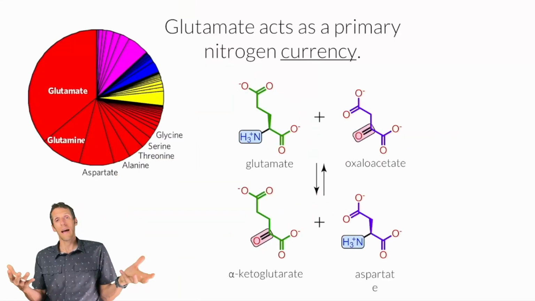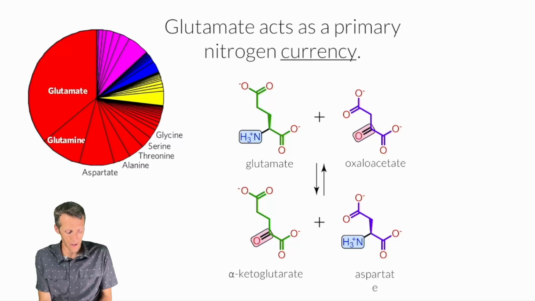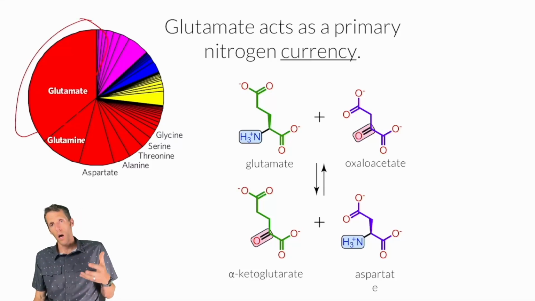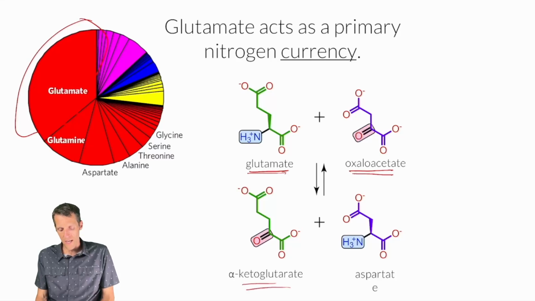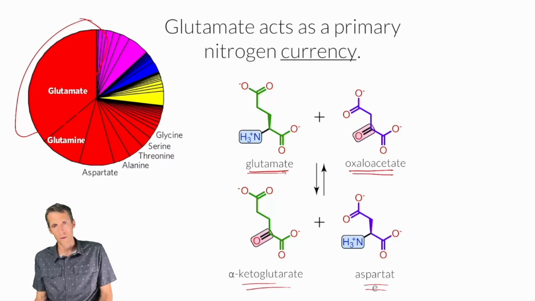Like I said, glutamate acts as a primary nitrogen currency. It's this high concentration thing in our cells. And why is it such a high concentration thing? Because it is directly adjacent to central carbon metabolism. So we've got our glutamate here, right? If we do a transamination reaction with oxaloacetate, that generates alpha-ketoglutarate and aspartate.